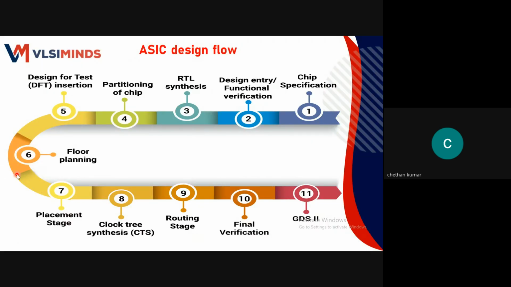Just like, for example, when we plan constructing a house, similarly when you want to come up with an IC and bring the chip into the market, we should undergo many stages. These are the main stages we need to undergo to bring the chip into the market. It starts from chip specification.